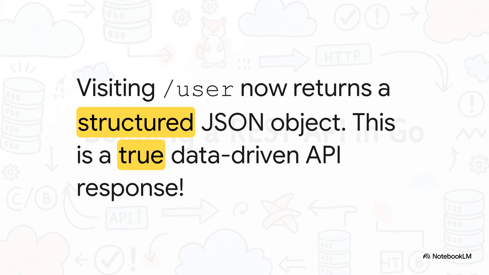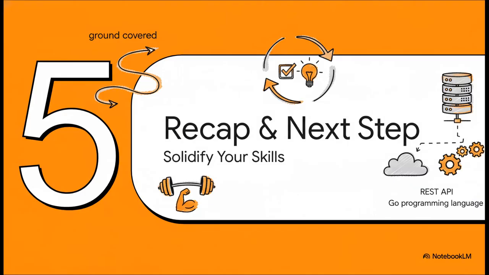And there you have it. If you run the code now and go to localhost:8080/user, you won't get a simple text message anymore. You'll get this perfectly formatted JSON object. This is it. You have officially built a true data-driven API that can talk to other applications. This is awesome. Wow, we have covered a ton of ground in a really short amount of time. So let's just take a quick second to recap everything you've accomplished, and then I'll give you a little challenge to help lock in all these new skills.